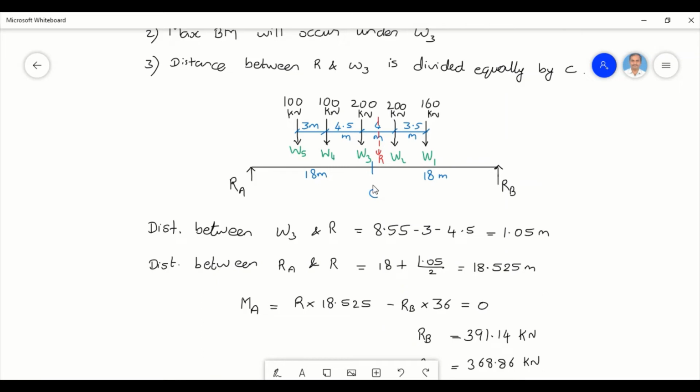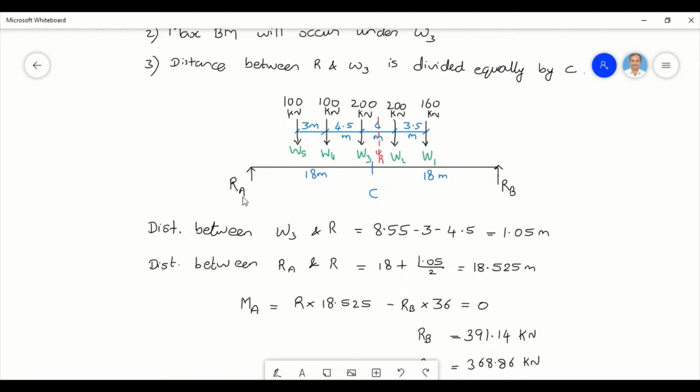We know the distance of R from W5, it is 8.55. So the distance between R and W3 can be calculated as 8.55 minus 3 minus 4.5, which is 1.05. So the distance between RA and R, it will be 18 plus 0.525, so it is 18.525 meters.